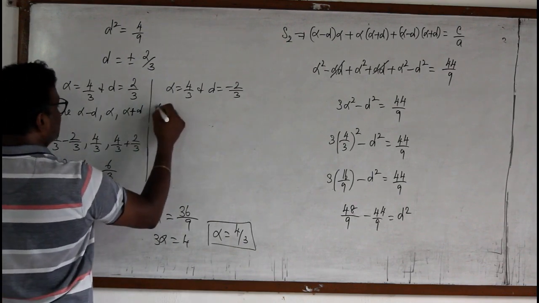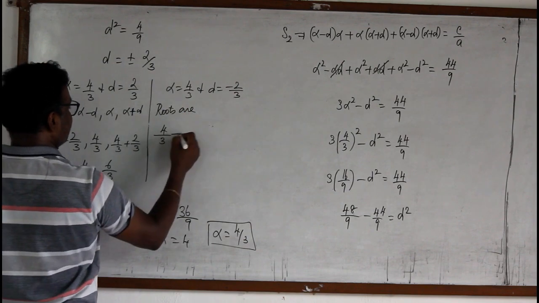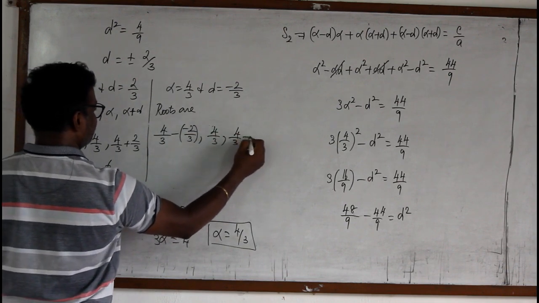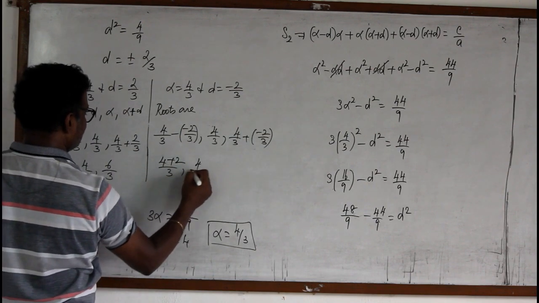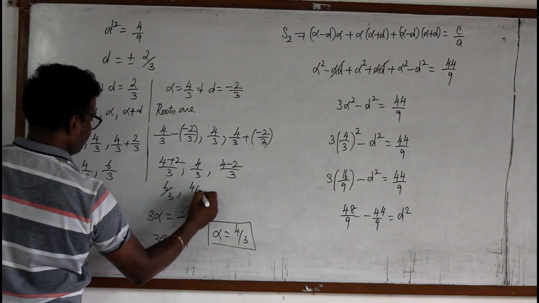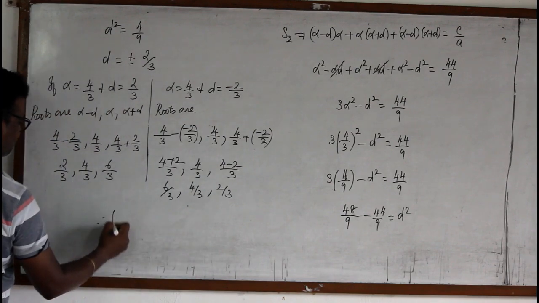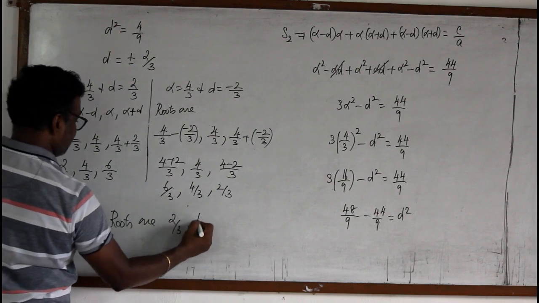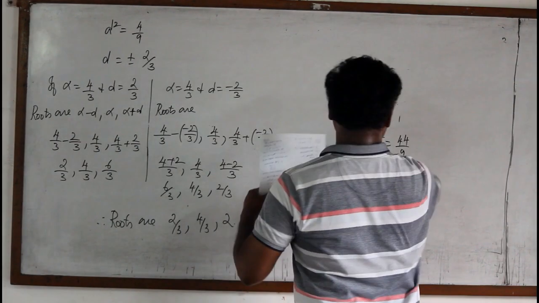Similarly, roots are alpha minus d, 4 by 3 minus 2 by 3, 4 by 3, 4 by 3 plus 2 by 3. It is 4 minus 2 by 3, 4 by 3, 4 plus 2 by 3, that is 2 by 3, 4 by 3, 6 by 3. Therefore the roots are the same numbers. It is 2 by 3, 4 by 3, 6 by 3. So with that, second problem is over.